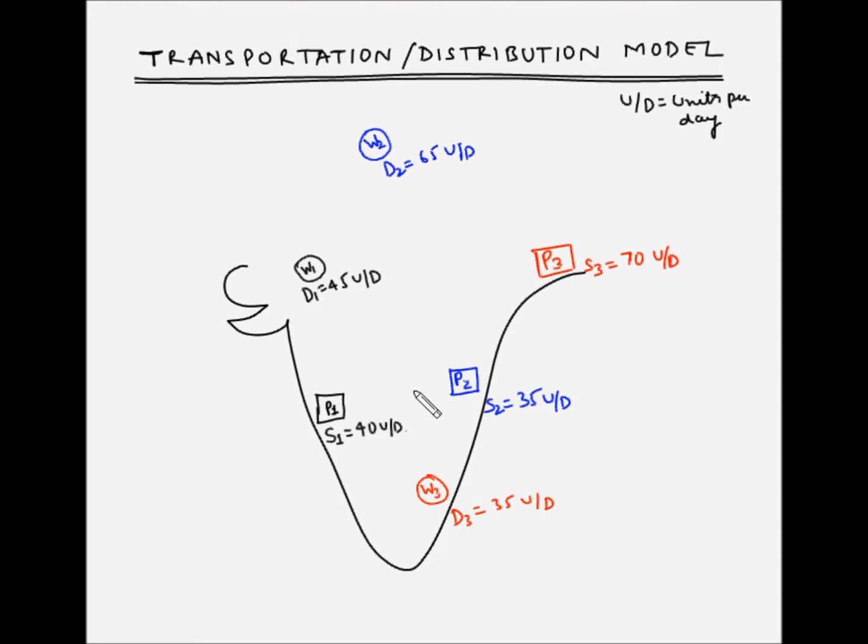Now any of these plants, P1, P2 or P3, can transport the product to any of the warehouses W1, W2 or W3. So P1 can transport the fans to either W1 or W2 or W3. Similarly, P2 can transport to W1, W2 or W3, and P3 can also transport to W1, W2 or W3.